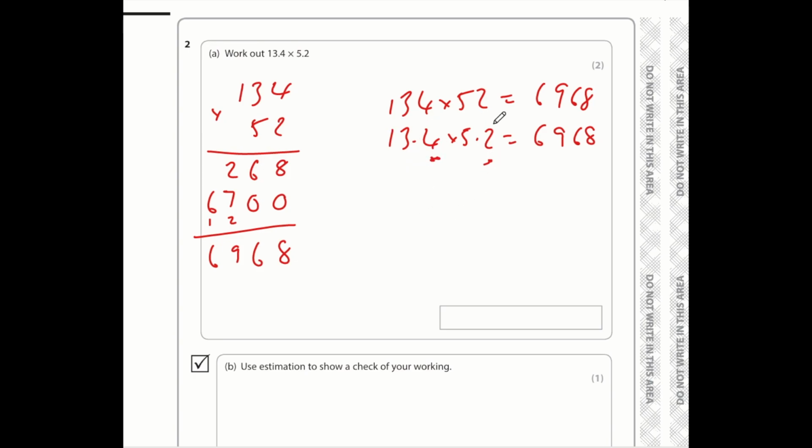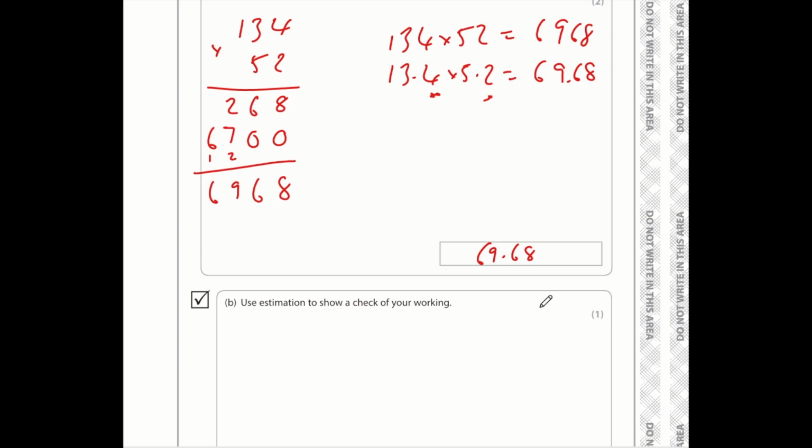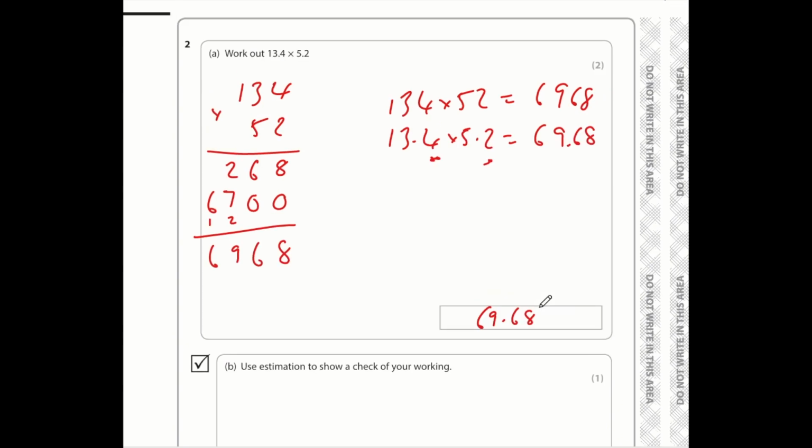So in total in this question there are 2 decimal places, 2 numbers that appear after a decimal point. So therefore in our answer we need to put a decimal point so that there are 2 digits after it. So 1, 2. So there's our answer, 69.68. B, use estimation to show a check of your working.